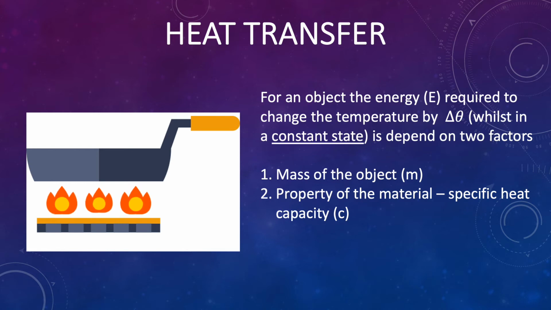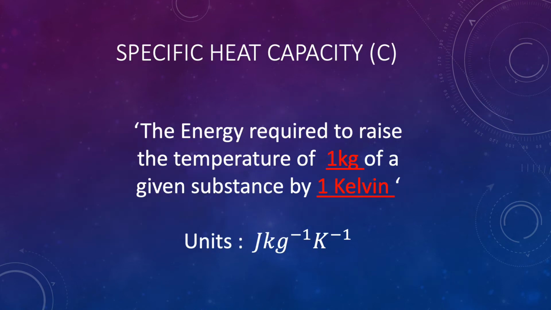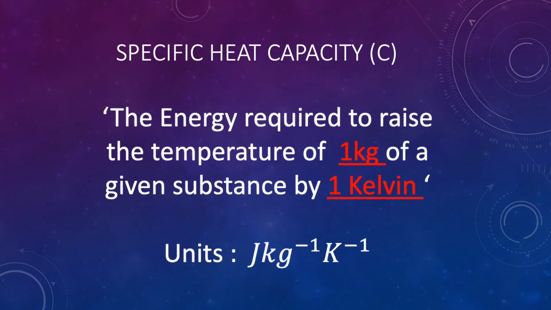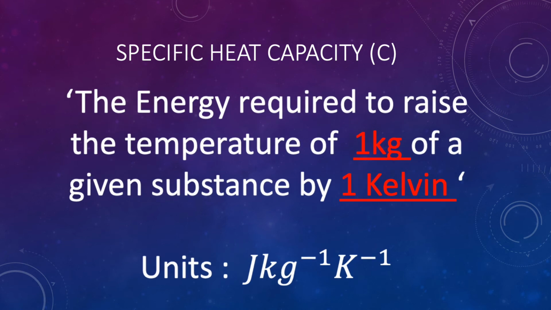This can be written in the equation shown here. The energy is equal to the mass times the specific heat capacity times the temperature change. Specific heat capacity is a property of a material and is a constant for a particular material. This can be defined as the energy required to raise the temperature of 1 kilogram of a given substance by 1 Kelvin without changing its state. It has the units of joules per kilogram per Kelvin.